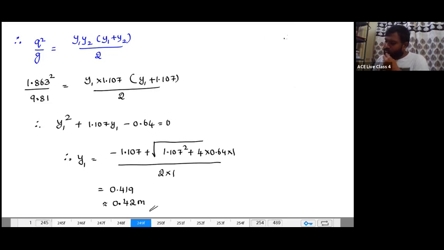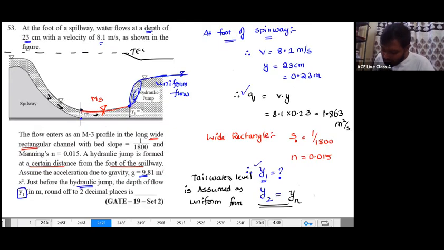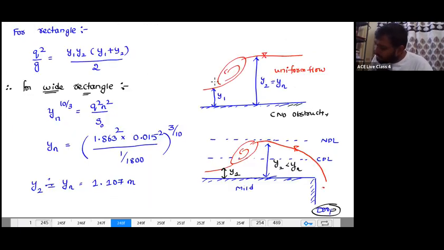Can't we take y1 equal to yc, since y1 is just before the jump and in the M3 profile this indicates the critical depth line is crossing? No, my dear. See, the critical depth line is somewhere over here. See the jump, you can observe over here. This is the critical depth line, right? The jump doesn't extend up to this point. The jump will be formed just below the critical depth line, because it's a reverse flow, right? It's a reverse flow.